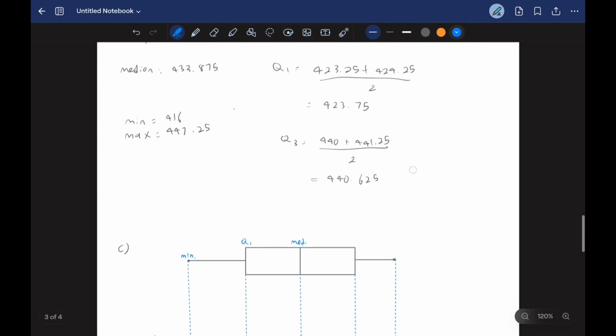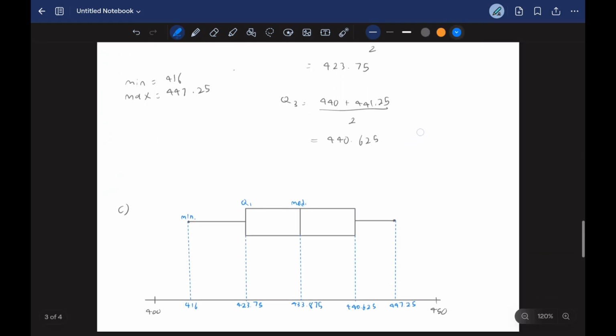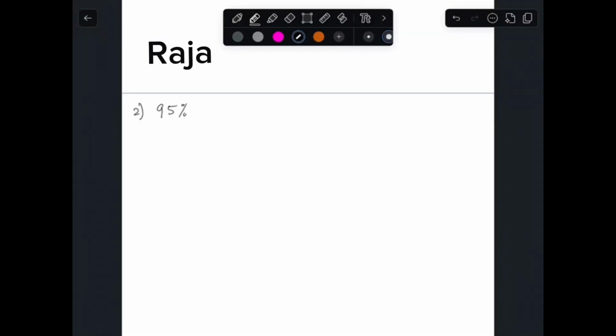Now that we have the 5-number summary, we can draw the box plot, and the box plot is as shown in the diagram on the screen.